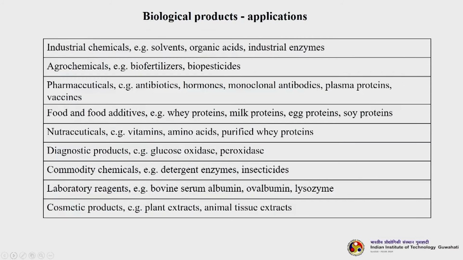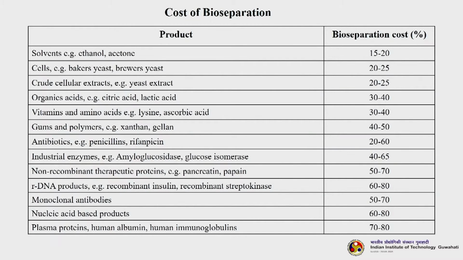So, applications are industrial chemicals, agrochemicals, pharmaceuticals, food and food additives, nutraceuticals, then we have diagnostic products such as glucose oxidase and peroxidase, then commodity chemicals, laboratory reagents and cosmetic products. So, let us try and understand why I have given this. You will understand the importance of bioseparation based on the cost of bioseparation.